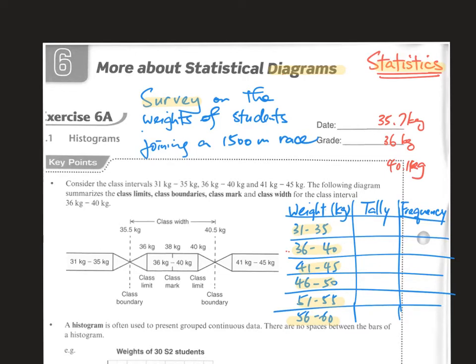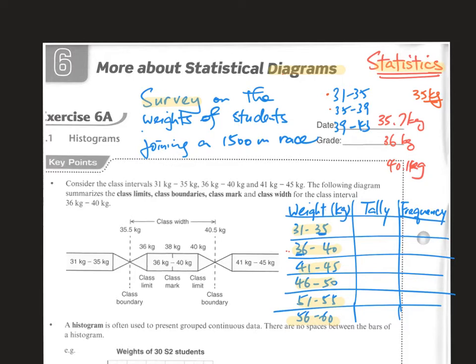If there is no gap, for example, if your table is 31 to 35, 35 to 39, 39 to 43, it will be very confusing. If you are 35 kg, should I put your name into 31 to 35 in the first group or in the second group? So that's why when we are doing a survey and making a table, the numbers between the groups are separated and won't be the same.